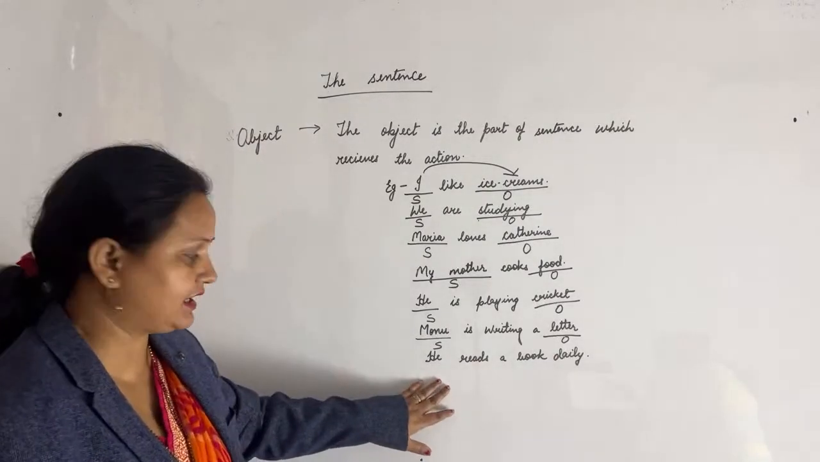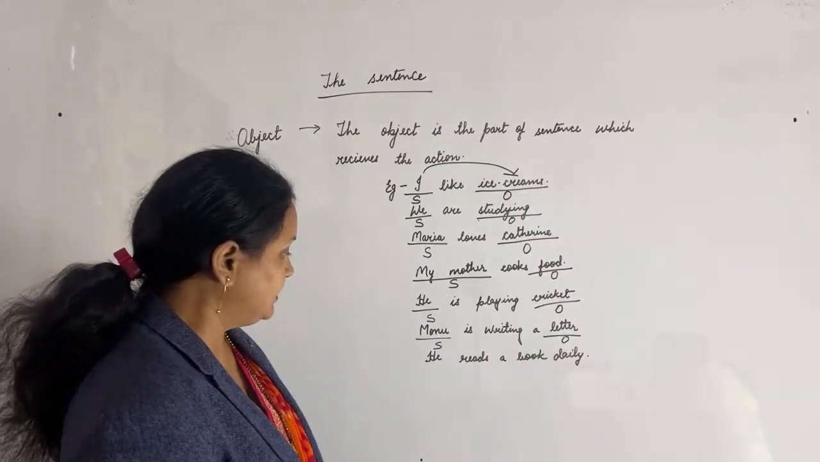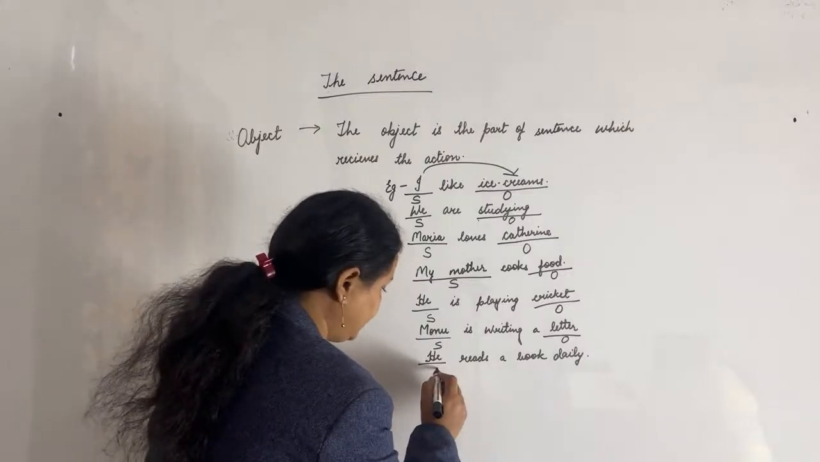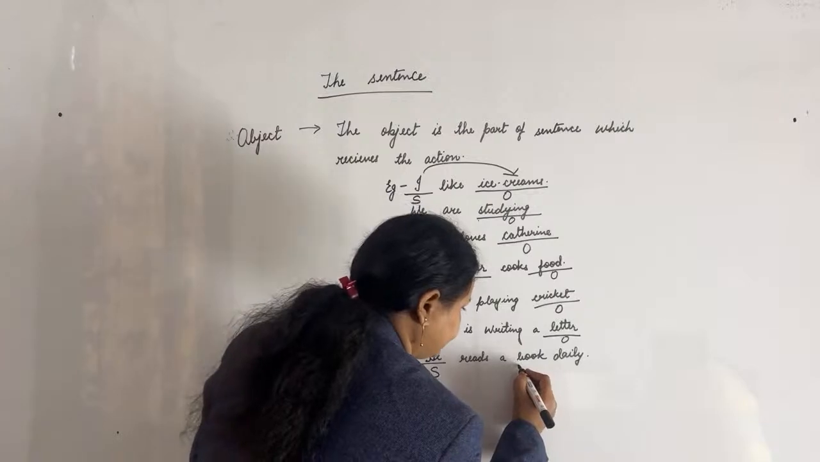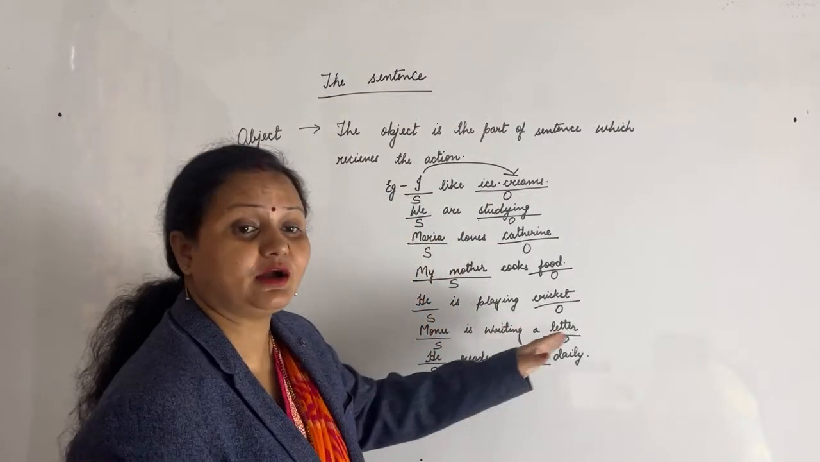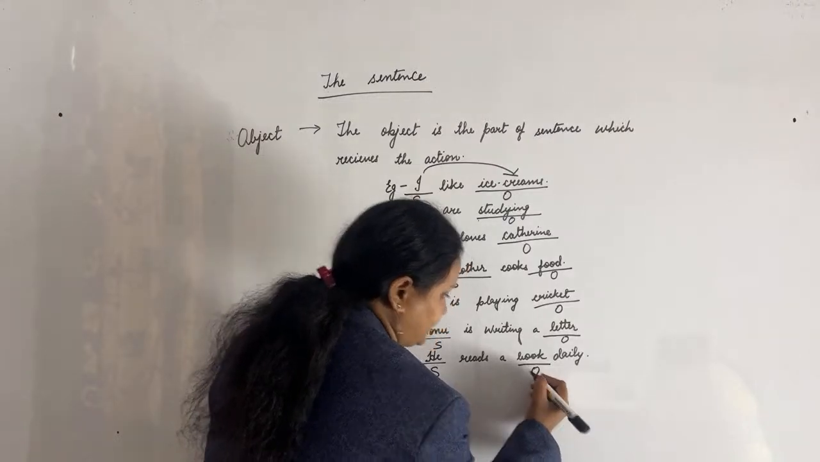Now in the last sentence, he reads a book daily. In this sentence, he is the subject because he is the doer of the action, and the receiver of the action is the book, because he is reading a book daily. So the book is the receiver of the action, so it is the object of the sentence.